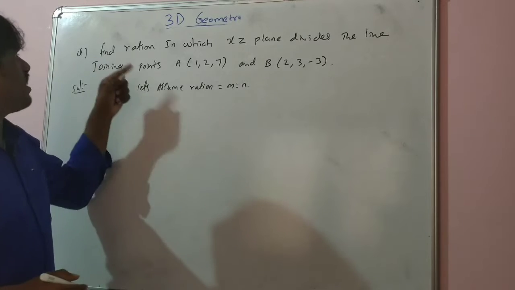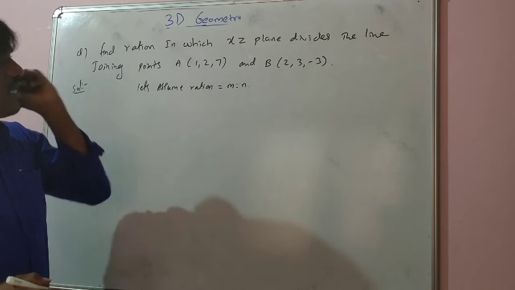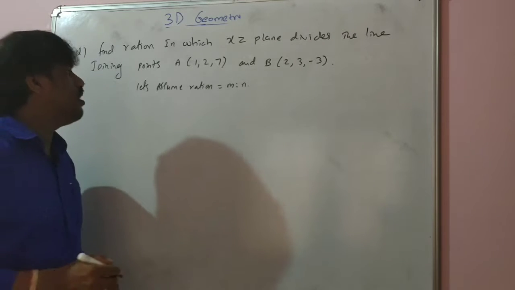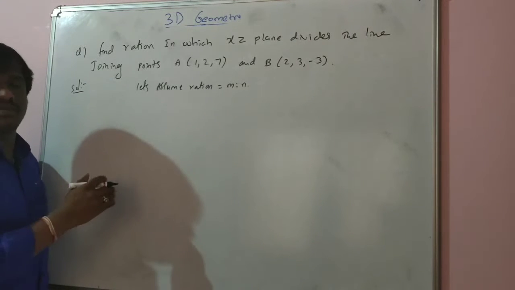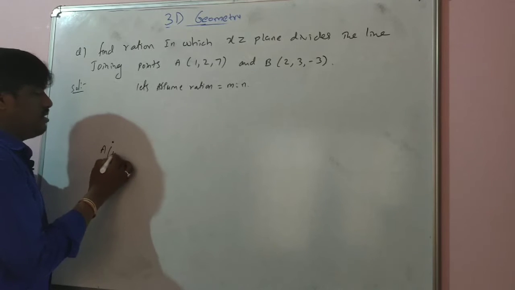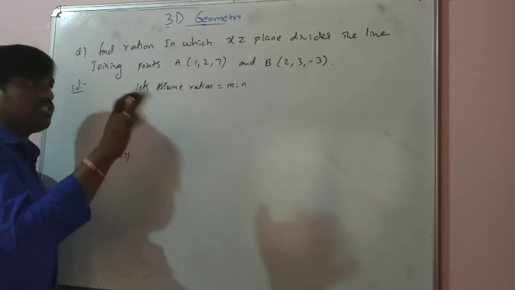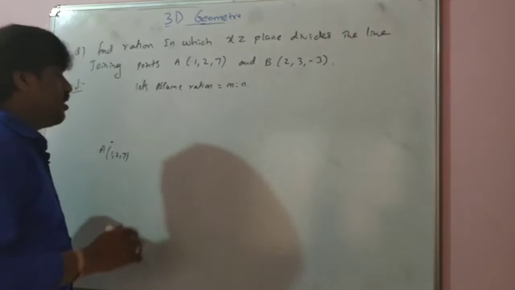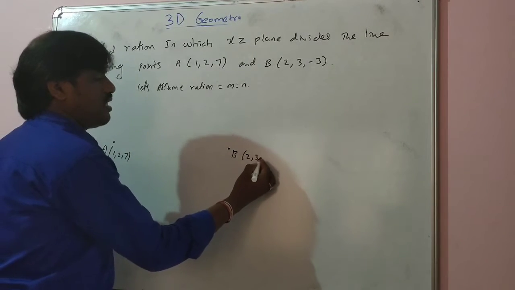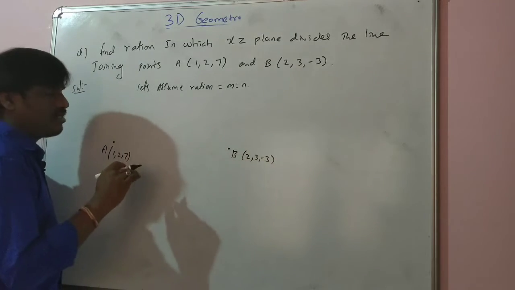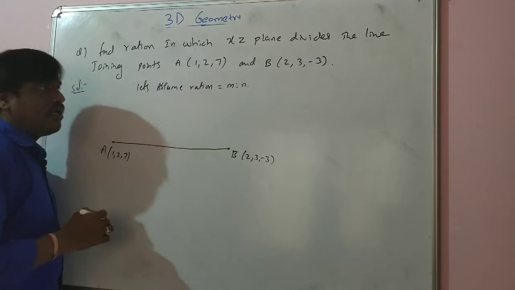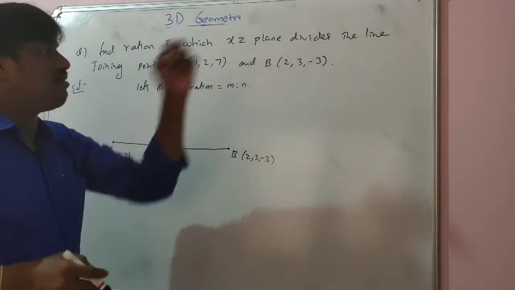Listen here. Find the ratio in which the xz plane divides the line joining the points A and B, is the question. So let us assume the ratio is m:n. There is a point here, the point A is (1, 2, 7), which means these two points are in space. Another point is B, that is (2, 3, -3). These are in space, and the line joins these two points. This will be a vector, which we will discuss later.